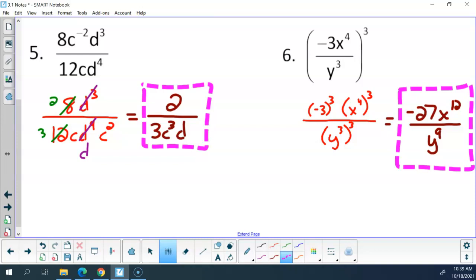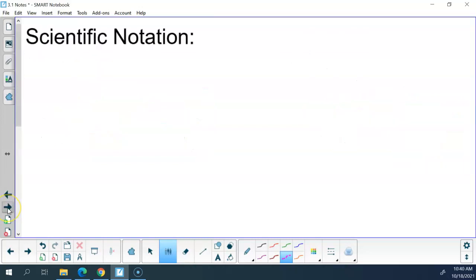Go ahead, talk it through. Negative 3 cubed is negative 3 times negative 3 times negative 3, which is negative 27, and then you do 4 times 3, which gets you to 12, and then 3 times 3, which gets me to 9. Yep. So basically, you just simplify throughout the entire thing. It's never like you're solving. Can't solve anything, there's no equal sign.